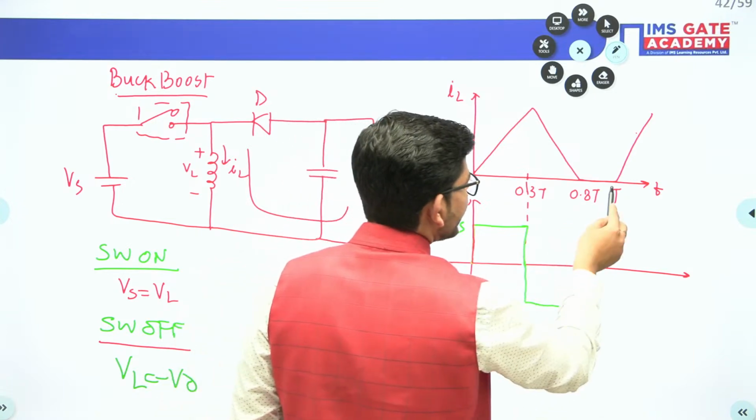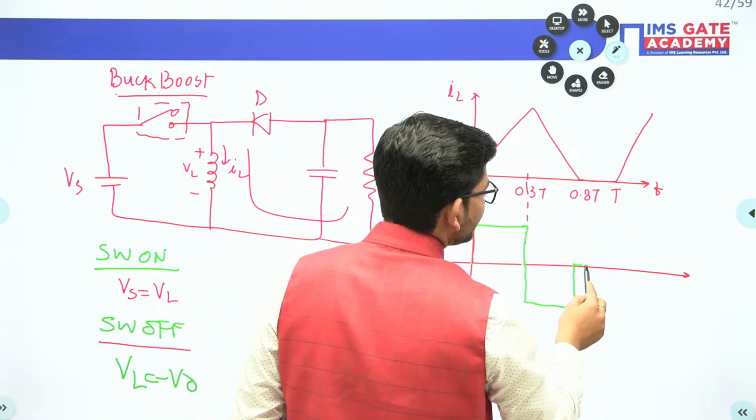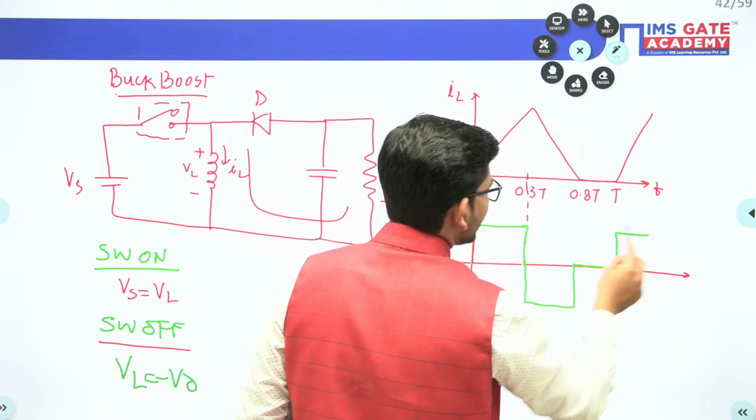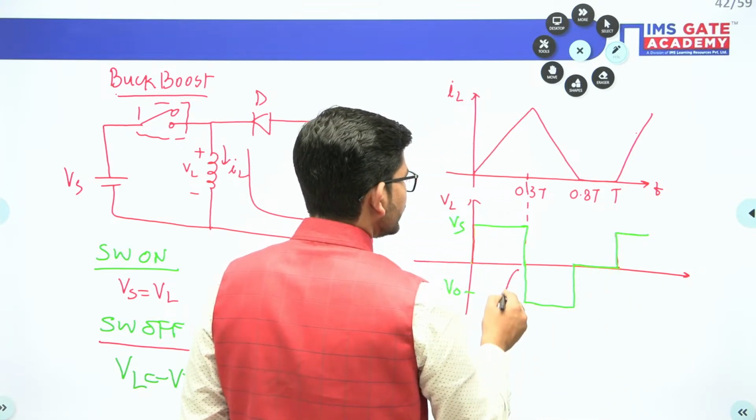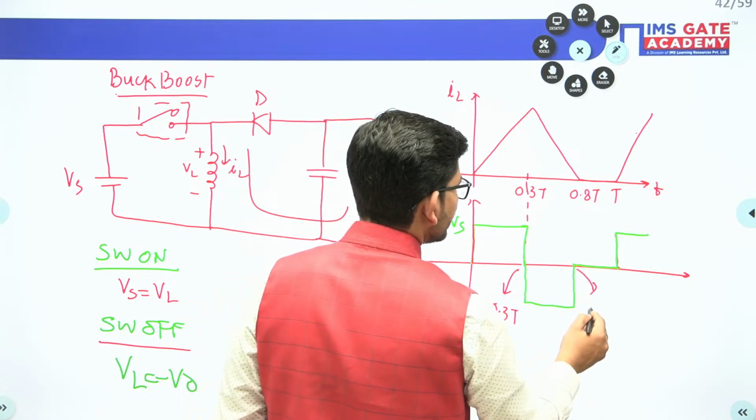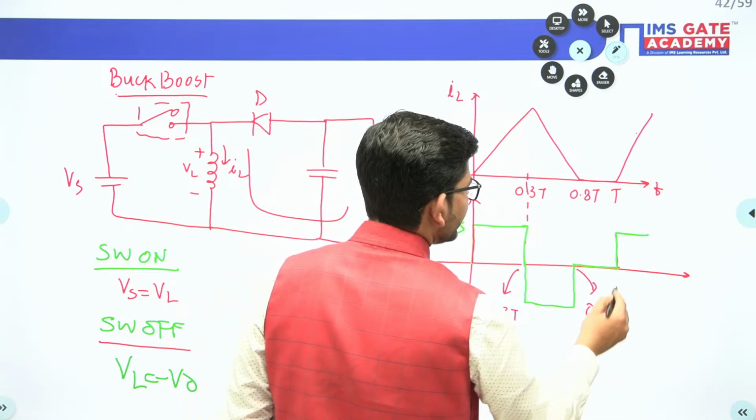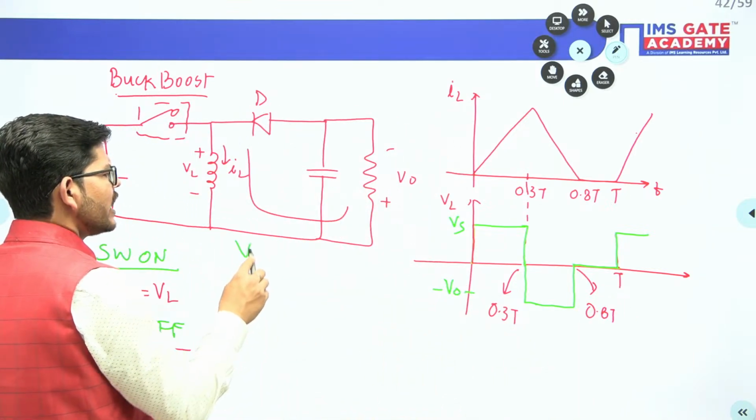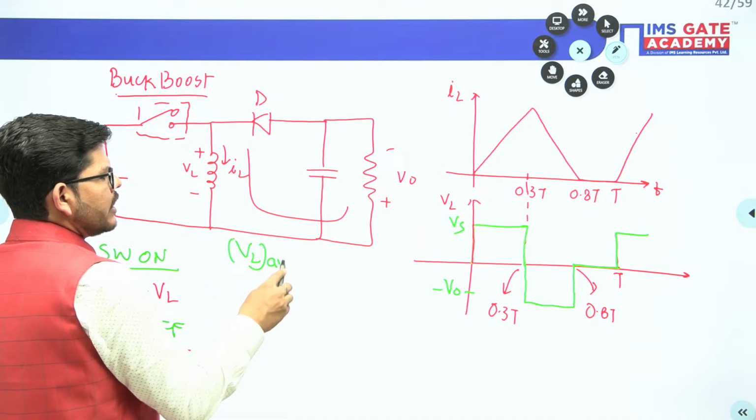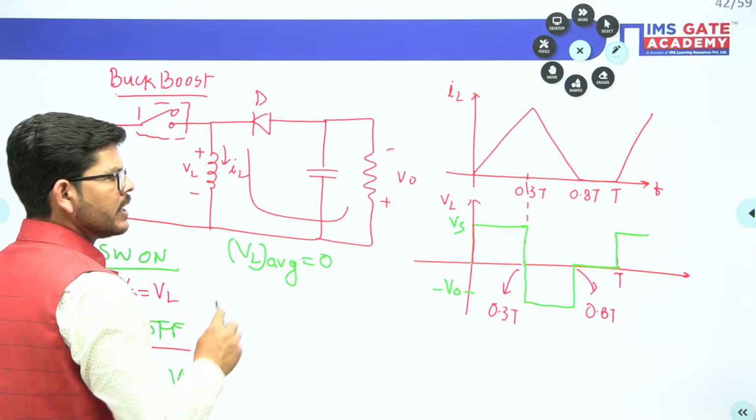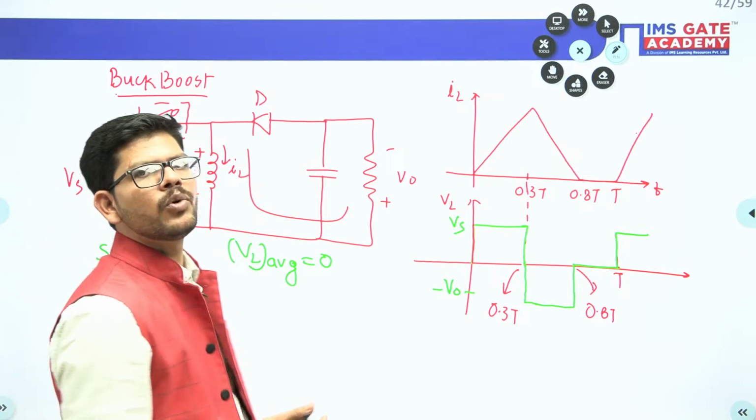And for the rest of the moment, you can see we are having discontinuous mode of operation, so no voltage will be there. So this kind of waveform we will get. This instant is 0.3T, this instant is 0.8T, and this is T. Now you know that in these converters, VL average will be equal to 0, which means the volt-time balance.